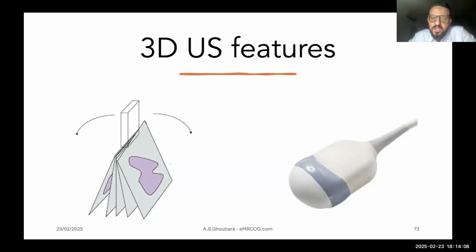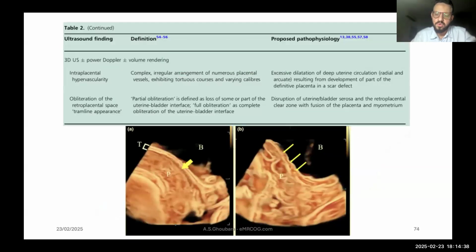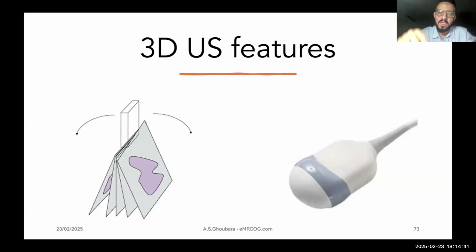Okay, 3D ultrasound features. By the way, 3D ultrasound is nothing more than a 2D ultrasound, but taking multiple slices. This is the 3D ultrasound probe, as you can see. Okay, it's big. You know why it's big? It's big and thick and globular like this. Why? Do you know the reason? Because it contains a motor inside. There is a motor rotating inside.